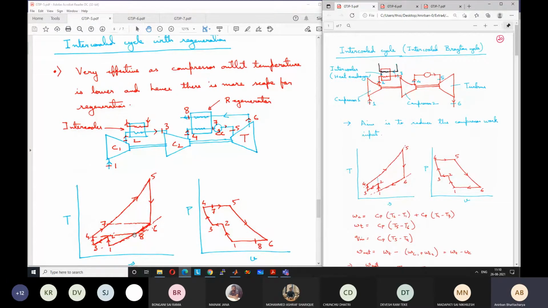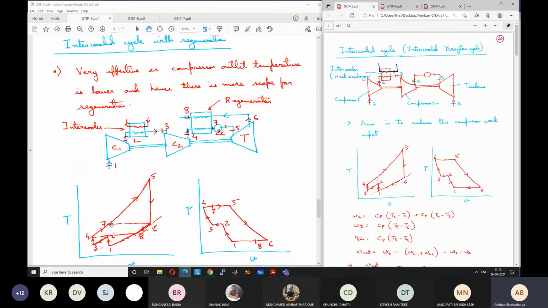Then 4 to 5 should have been the heat addition in the combustion chamber, if it was a simple intercooled cycle. But now, because we have a regenerator, part of the heating is done in the regenerator itself.